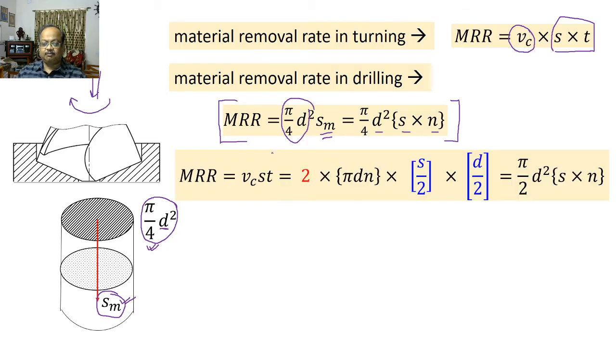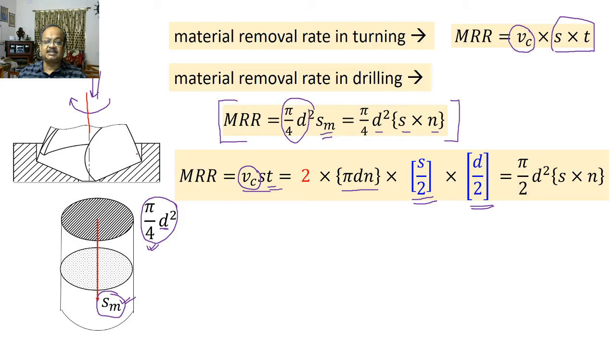Now let us see what is the general formula. General formula is Vc into S into T. If I express Vc in millimeter per minute, then it becomes pi dn. There is no question of 1000 because it is in millimeter per minute. Strangely enough, you will see I have put feed as S by 2, and all of a sudden depth of cut I have put as d by 2. First, let us evaluate the depth of cut. Depth of cut can be shown to be d by 2.